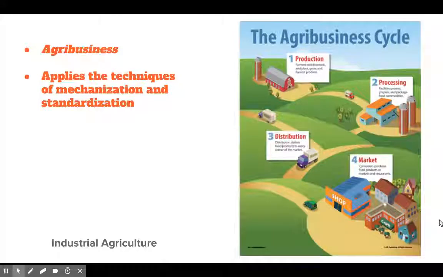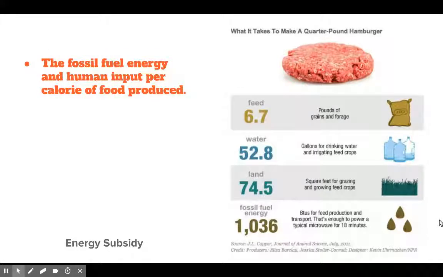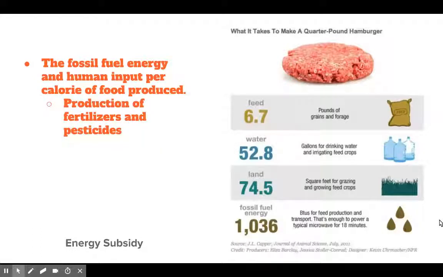So what we will look at first is what we call an energy subsidy. What we're looking at with this is the fossil fuel energy and the human energy that was input per calorie of food produced. So how much energy was used to produce 1 calorie of food? And this involves production of fertilizers and pesticides as well.